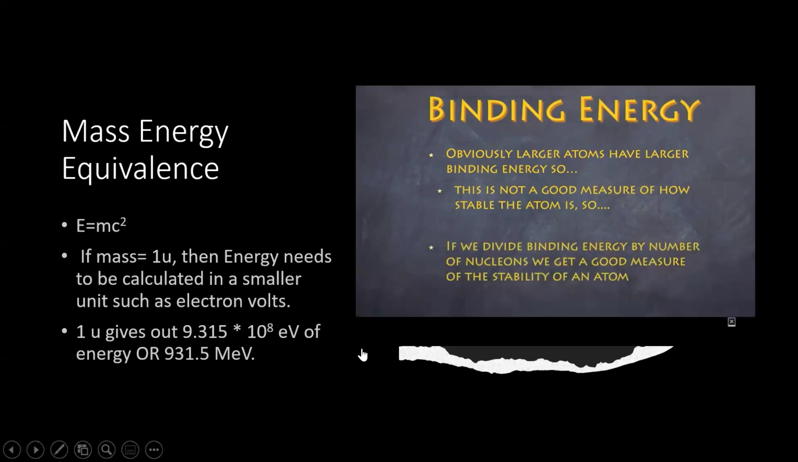And so what we're interested in is the binding energy per nucleon. So we divide the total binding energy by the number of nucleons, and that gives us a good measure of how stable an atom is.